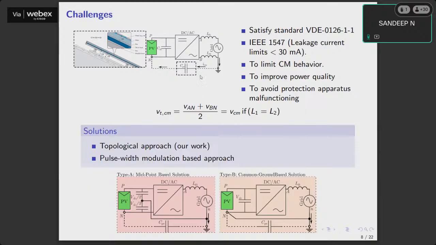Either we can go for a PWM method, where we try to maintain the voltage across this capacitor constant, so that dV by dt is lower and a low leakage current flows. Or we can go for a structural approach. Ultimately we are doing the same in both cases. In PWM, the structure remains the same and we play with the pulse width modulation. In the structural, that is topological, approach, we play with the way we are building the structure of the inverter.